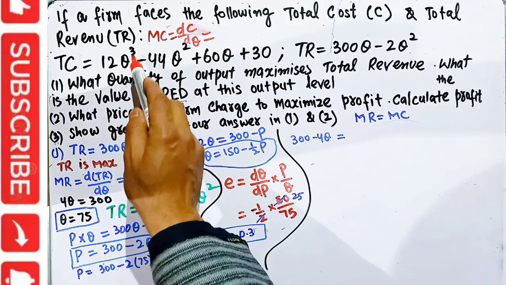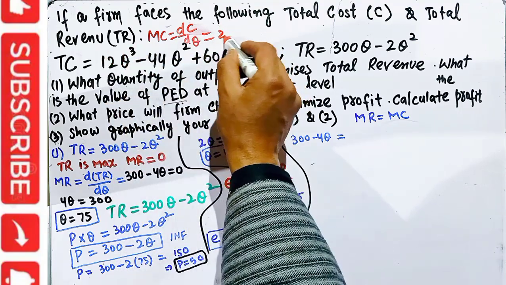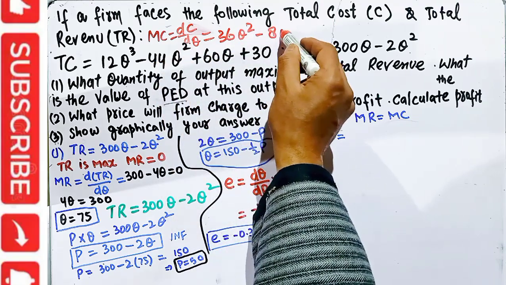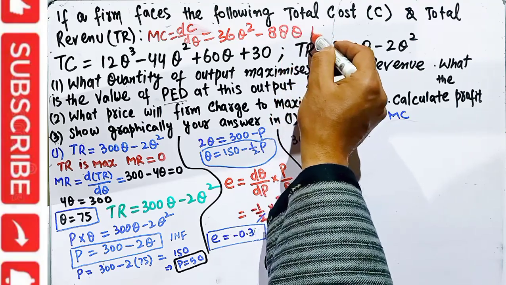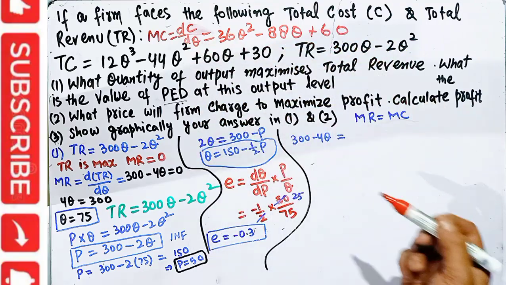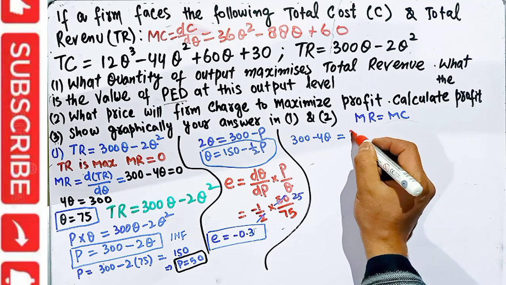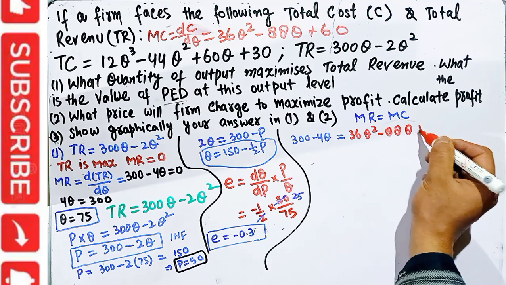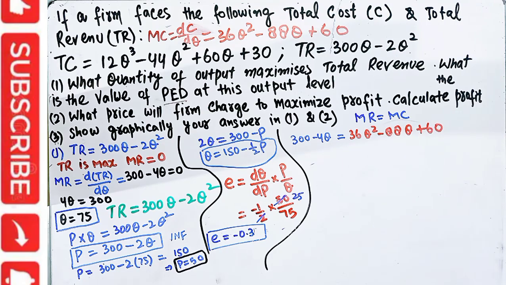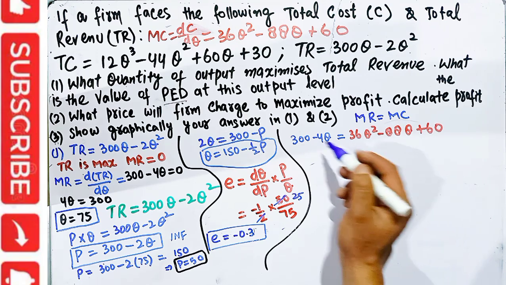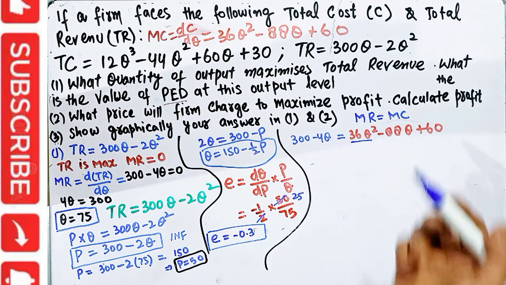Derivative of Q cube is 3Q square. So 3 into 12 is 36Q square, minus 2 into 44 is 88Q, plus derivative of Q is 1, so we are left with 60, and derivative of a constant is 0. So we equate this marginal cost, which is 36Q square minus 88Q plus 60, with marginal revenue. Solving for Q, let me write it here. We will get 36 first.